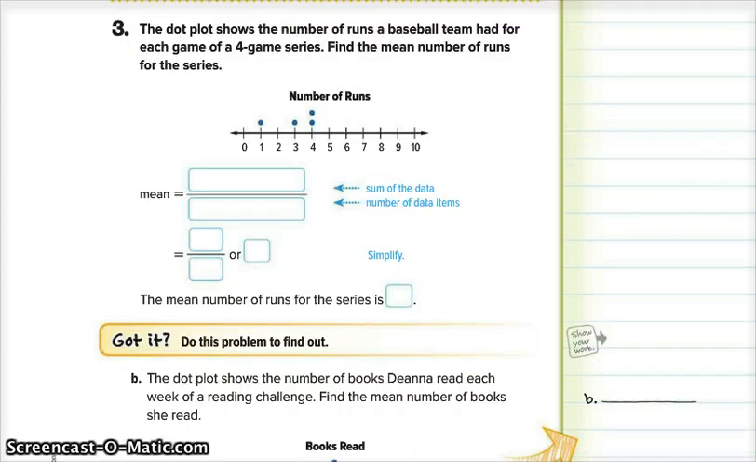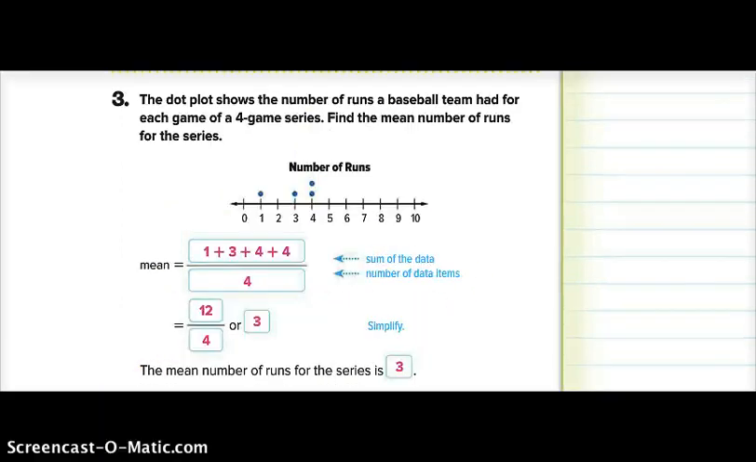So you're going to go ahead and do the same thing in example 3, and it says the dot plot shows the number of runs a baseball team had for each game of a 4-game series. Find the mean number of runs for the series. So once again, take a look at the numbers that are represented on the dot plot, and you're going to fill in your information and then find the mean number of runs for the series. So if you take a look, now the answers are filled in for you, and you see that the mean number of runs for the series was 3.